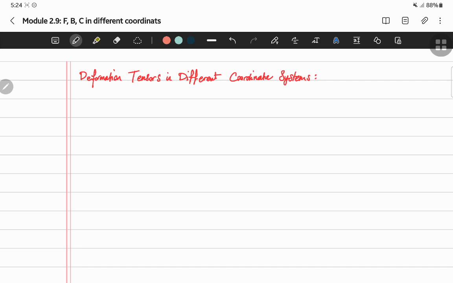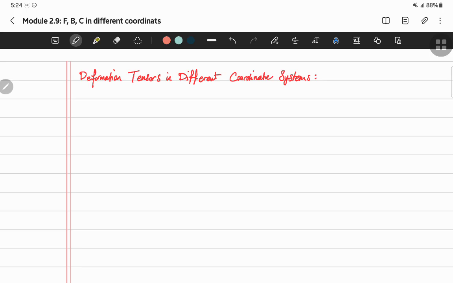But one thing which was common among those deformation tensors was their representation. We used the Cartesian coordinate system for both the current and reference configurations. Here we're going to establish the relationship for somehow the most important tensors we introduced so far in different coordinates.